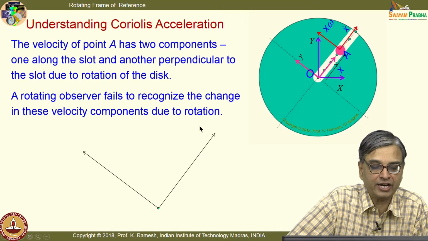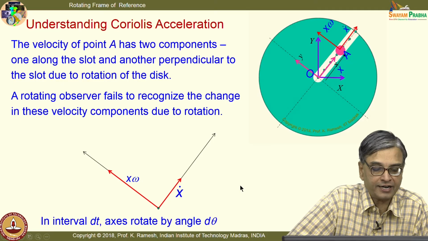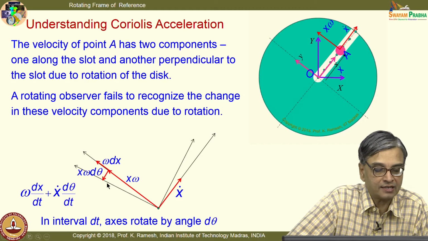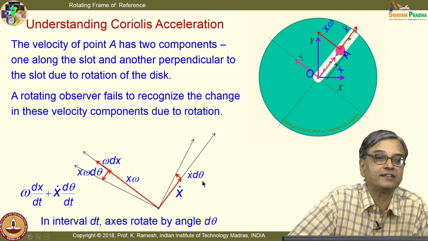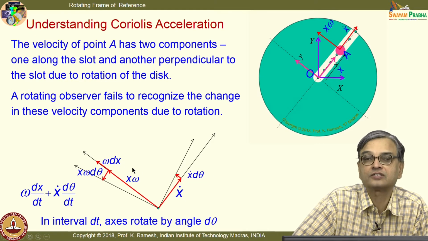I said that I am going to redraw this again, so that you can fill up any missing links in your notes. So, I have x dot and x omega, and I rotate it by an angle d theta. I have explained how I have got this omega dx, and I have also explained how I have got this x omega d theta, and how you have got x dot d theta. So, the rotating observer fails to recognize x dot d theta and omega dx.